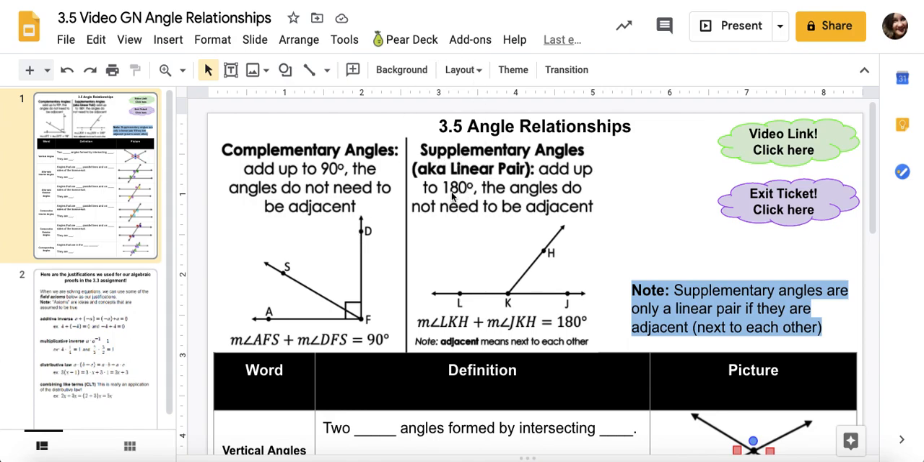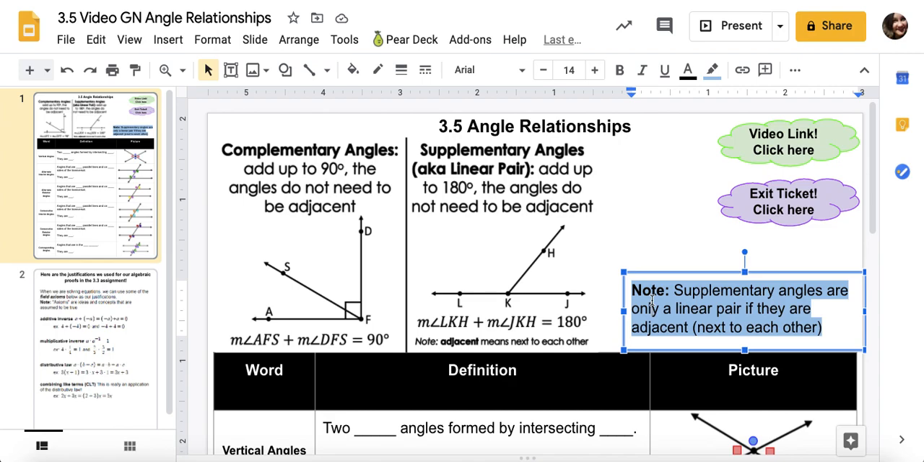Supplementary angles add up to 180 degrees, and the angles again do not need to be adjacent, so they could be completely separate from each other as long as they still add up to 180 degrees. There is one kind of special supplementary angle. When they are adjacent, we actually call that a linear pair, because when they're next to each other, they form a straight line. But they have to be adjacent to be considered a linear pair.